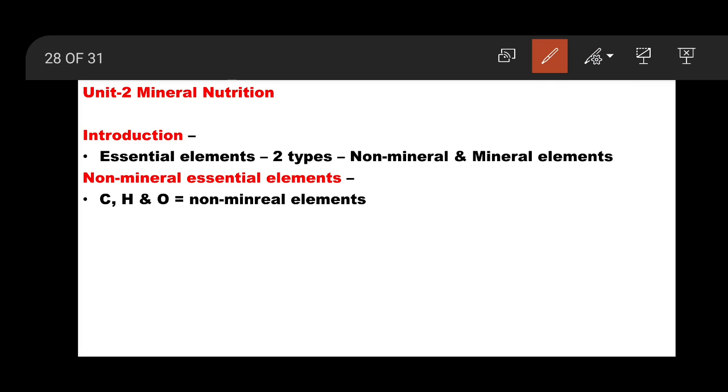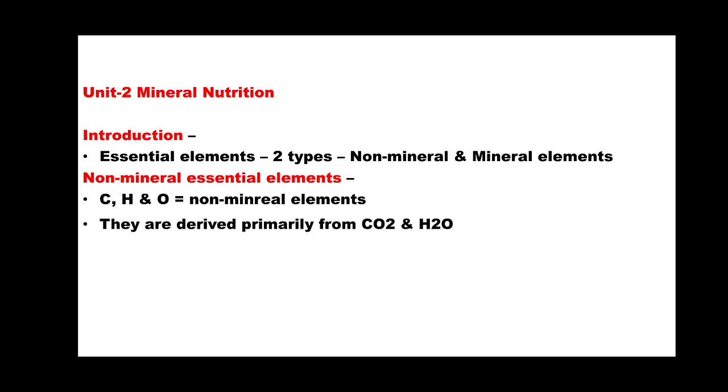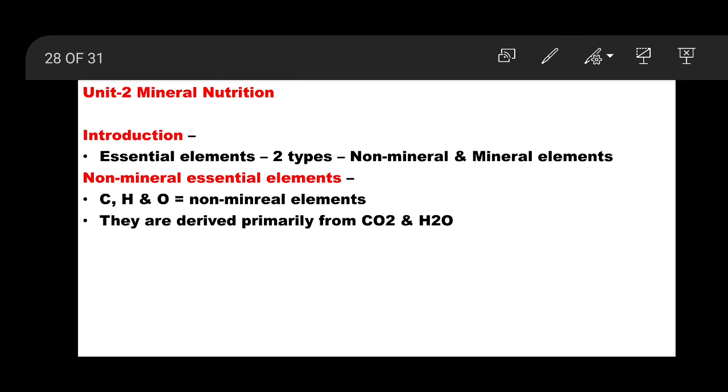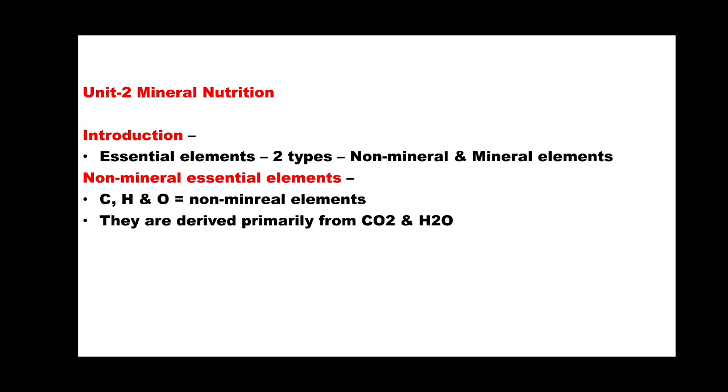Try to understand what is going on here. Carbon, hydrogen and oxygen are non-mineral essential elements. These are required for the body. We can't imagine our existence without these elements. They are derived primarily from CO2 and H2O. अभी यही बता रहा था मैं कि कहाँ से डिराइव किए गए हैं ये एलिमेंट्स. कार्बन, हाइड्रोजन, ऑक्सीजन कहाँ से मिलते हैं? MCQ में क्वेश्चन आ सकता है आप लोगों को. तो ये बात पता होनी चाहिए. Carbon dioxide and water are the source of these elements.